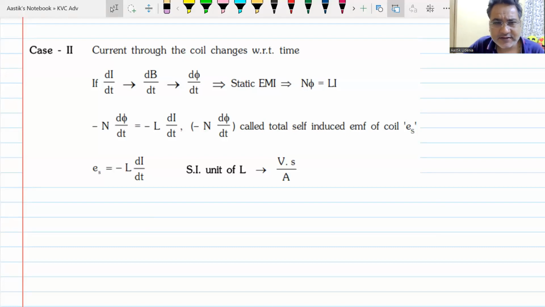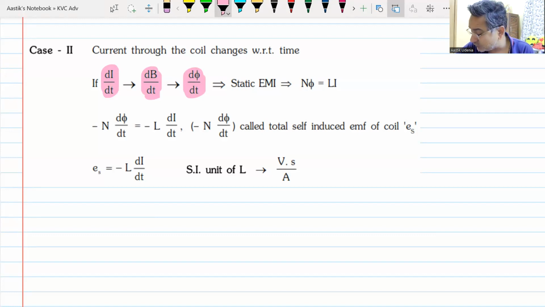Now, let us take the second case. Up till now, we have kept the current in the coil constant, therefore the magnetic field in the coil is constant, and therefore the flux linked to the coil is constant, and there is no EMI. Now, if I change the current, and di by dt is the rate at which current is changed, do we understand this? Yes. Because of this change in current, there will be a change in the magnetic field, yes or no? Yes, sir. Because of this change in magnetic field, there will be a change in magnetic flux because there is change in current, yes or no?